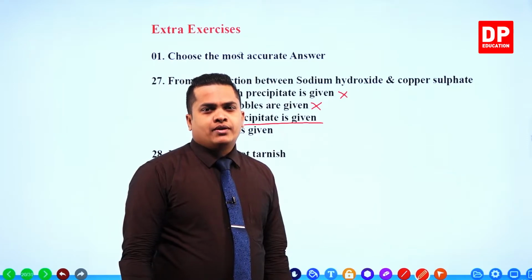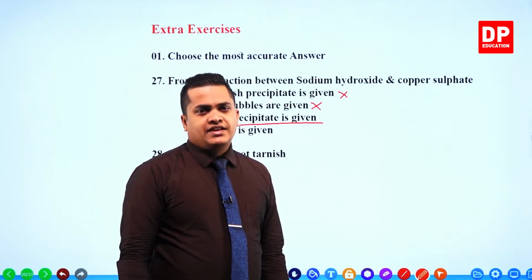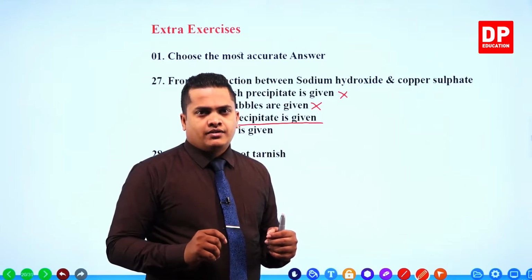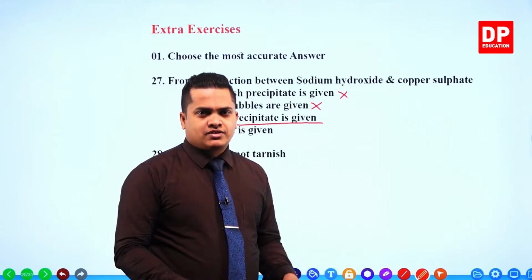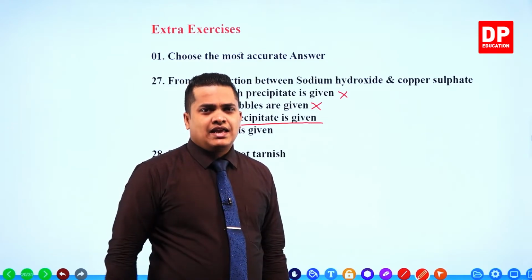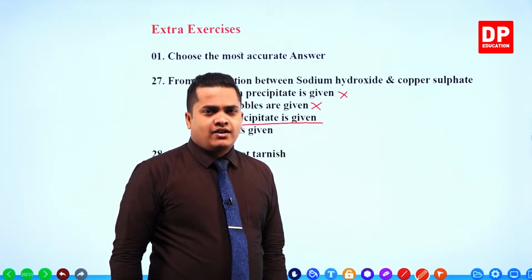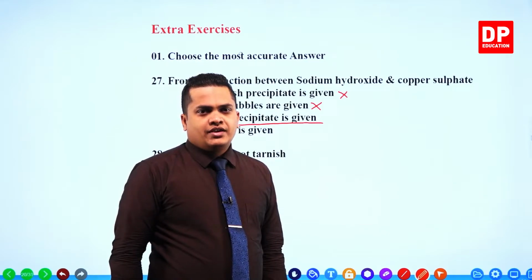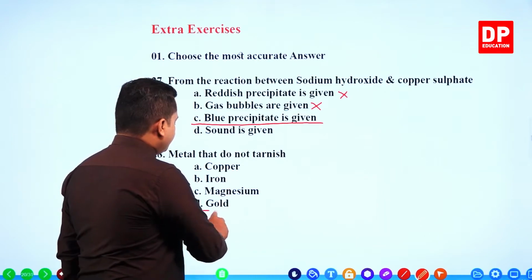Gold is not going to combine with oxygen gas quickly. Actually, it is a very poorly reactive metal. Its combining ability with oxygen, or the ability of making an oxide layer, is very low in gold. So the answer for this one would be gold.